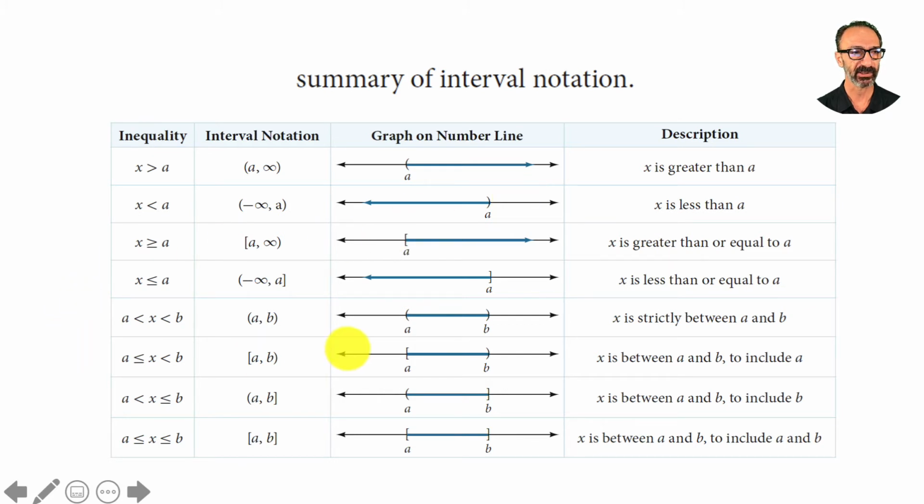For example, let's see this one right here. a is less than or equal to x less than b. We read it actually differently by saying x is greater than or equal to a, or equal to a with closed brackets, and less than b. Closed bracket at a, open at b, because it's less than, it doesn't have the equal sign. That's how we graph it, and that's how we say it. x is between a and b to include a, or we say x is greater than or equal to a, less than b. Okay, let's move on.